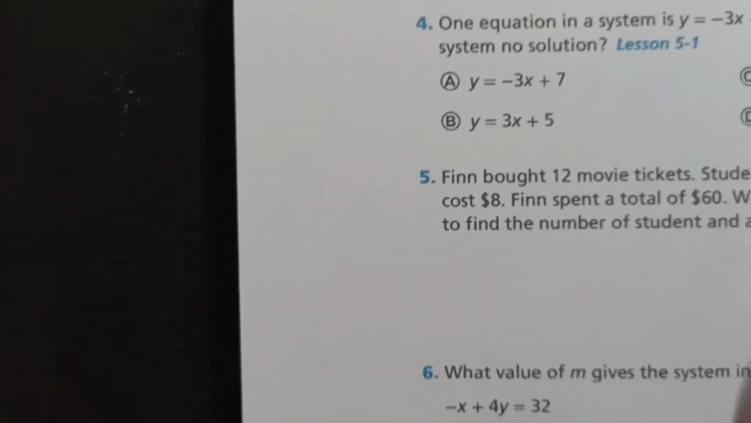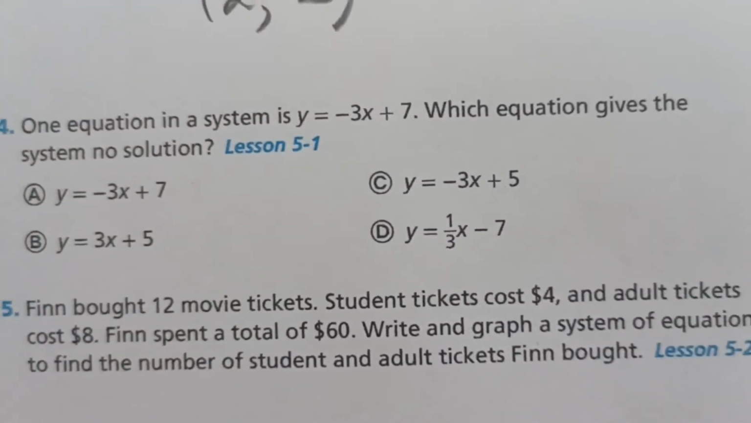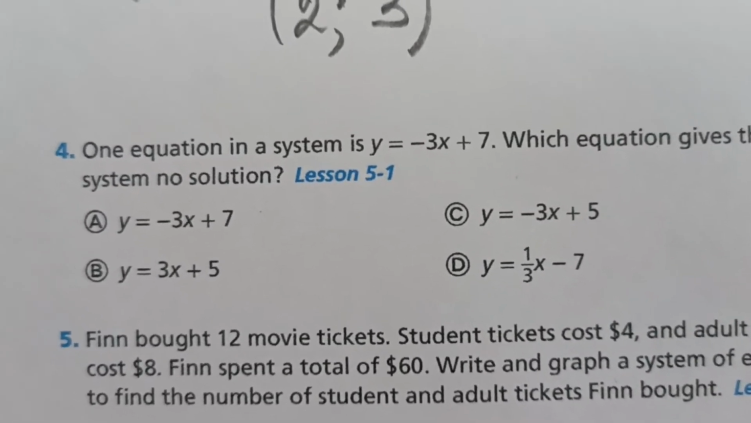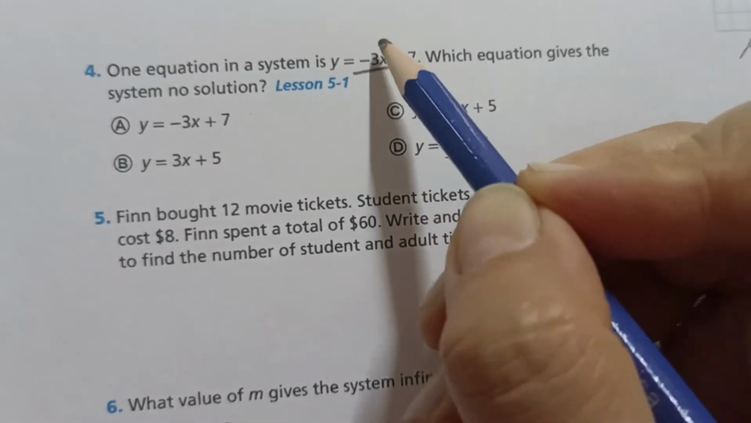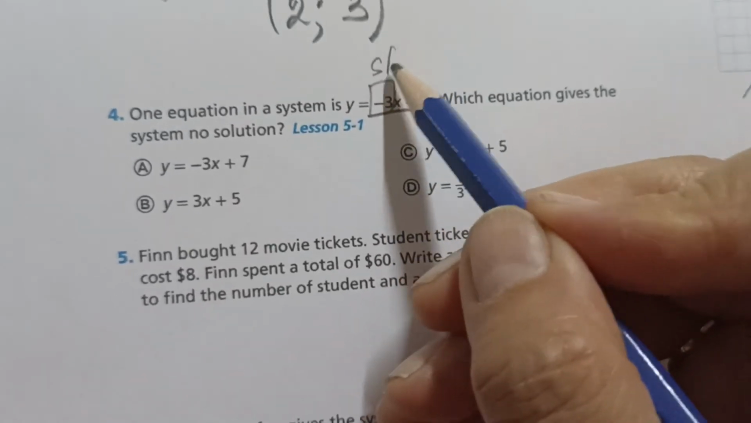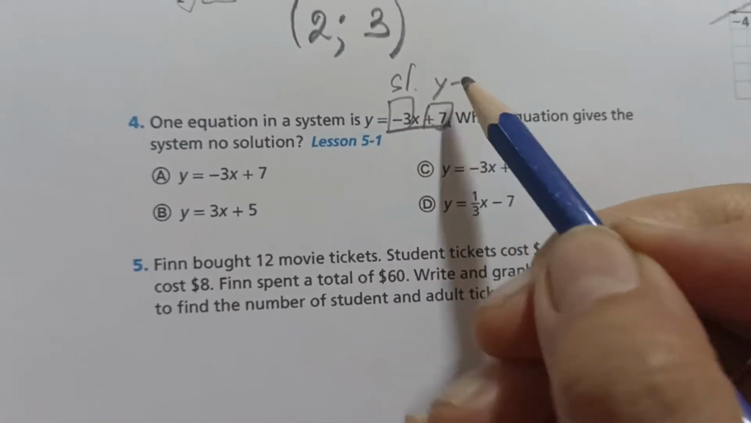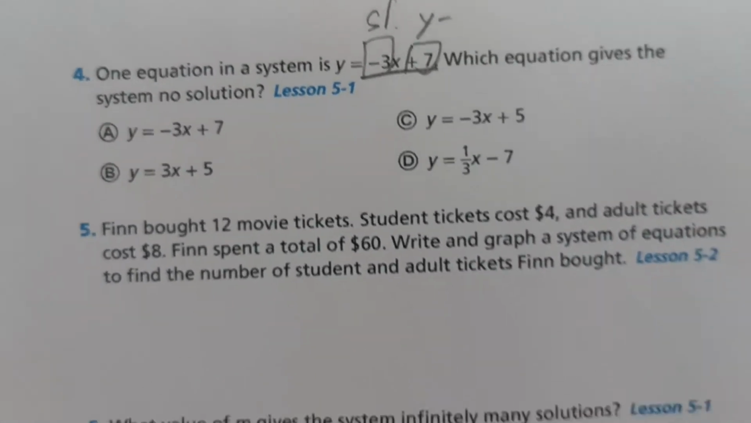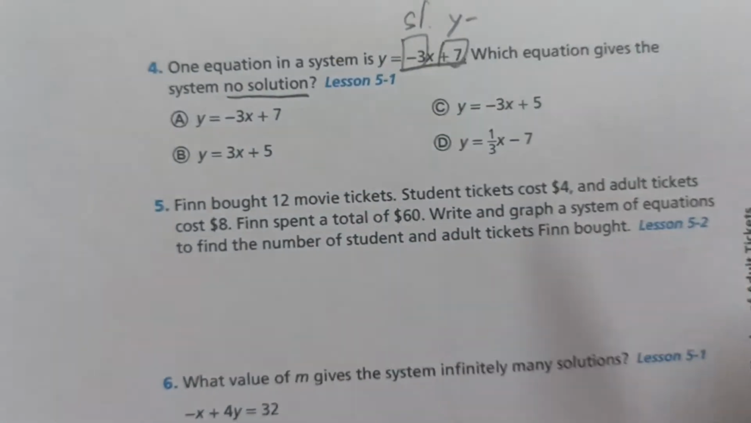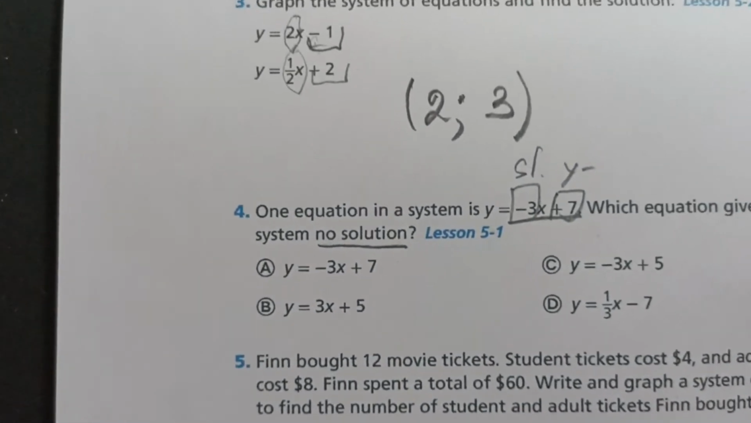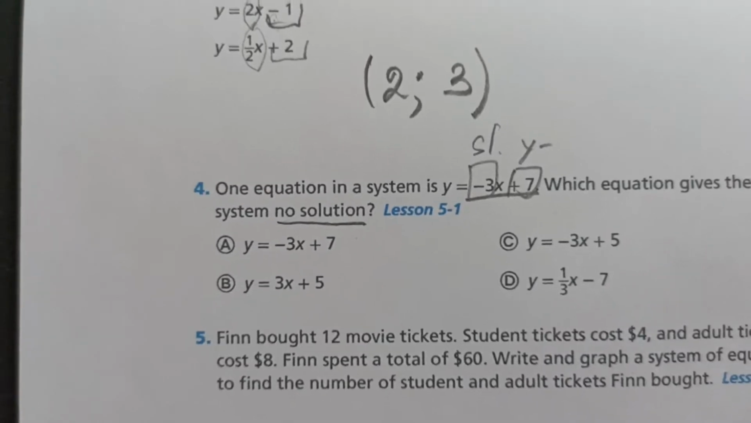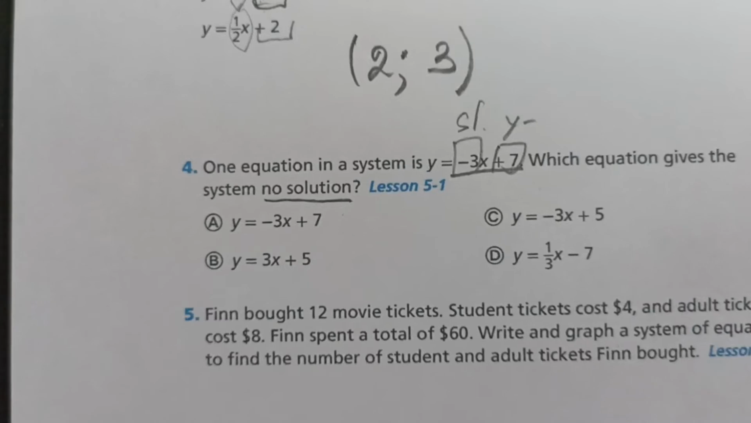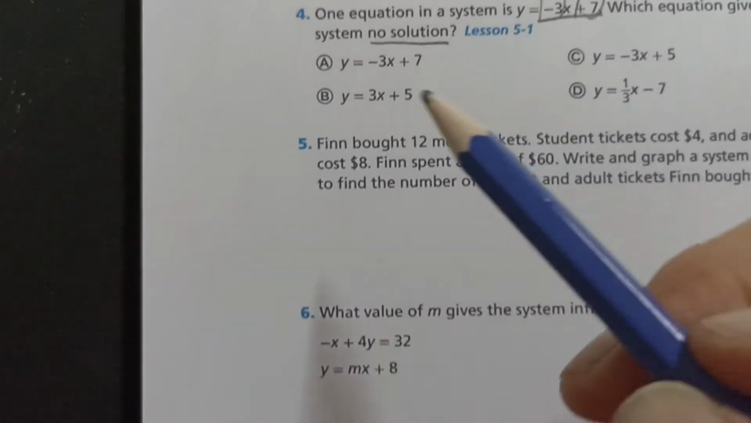Okay, number 4. One equation in a system is y equals minus 3x plus 7. So this is slope, minus 3. This is y-intercept plus 7, okay? Which equation gives the system no solution? No solution. And you know the rule. No solution. There should be the same slope, but different y-intercept.